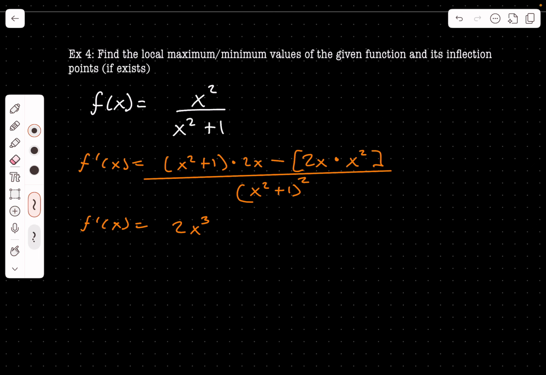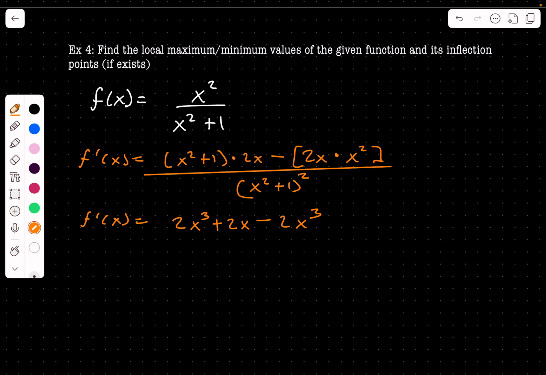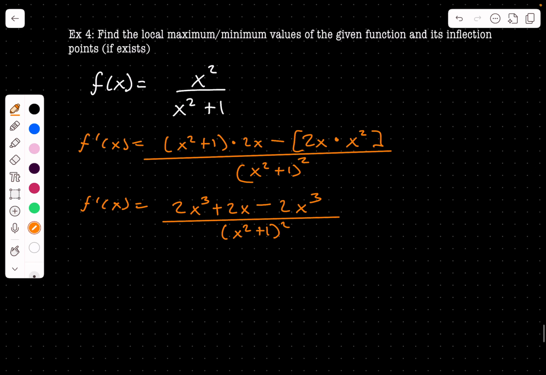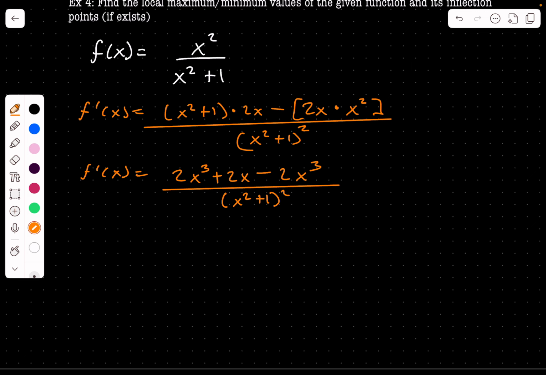So let's multiply it. We get 2x times x to the second power. That's going to be 2x to the third power plus 2x. Then we have minus what? We have 2x times x to the second power. That's going to give us 2x to the third power, all over x squared plus 1, again, all that to the second power. Okay, cool. So this cancels out perfectly, right? 2x to the third power minus 2x to the third power is just going to give you 0. And now we have 2x over x squared plus 1 squared.